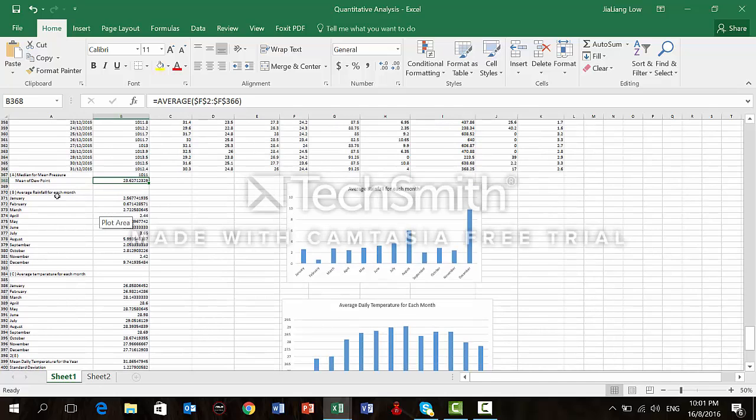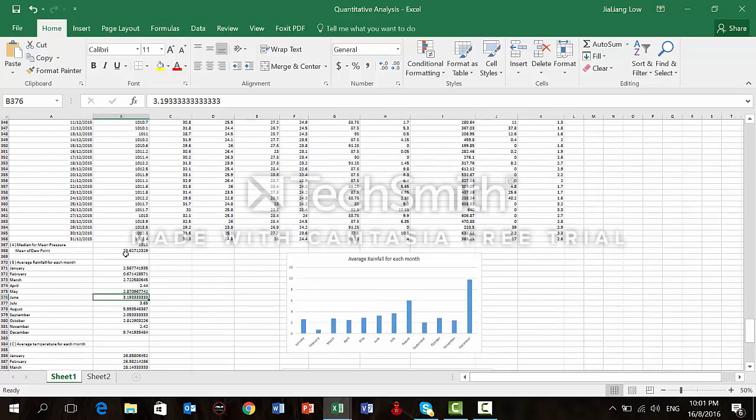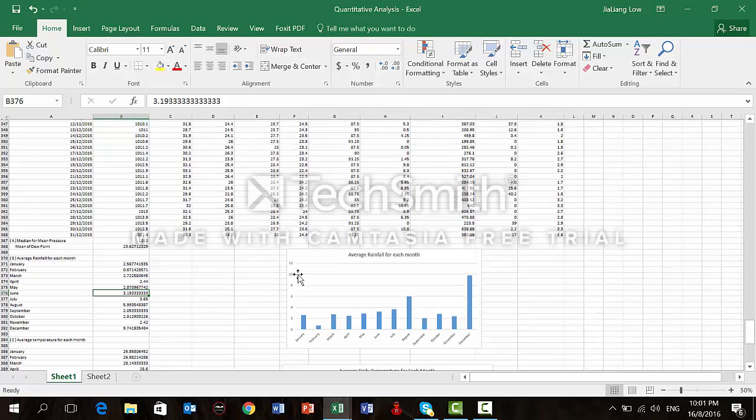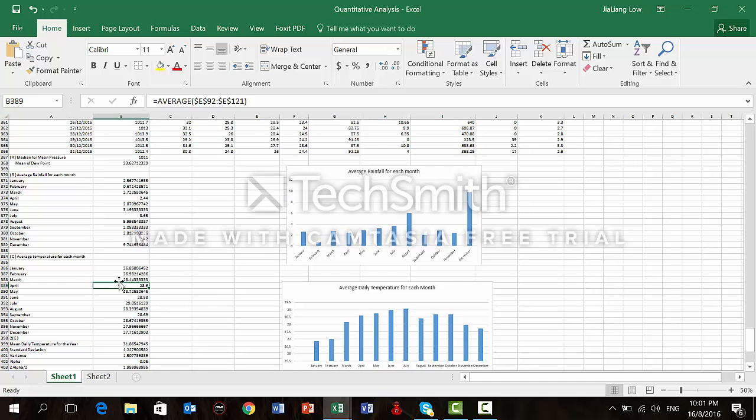And then next, the question asked us to plot a graph. So what I did is I list down everything over here, which is the average of each month, and then I plot a graph using the insert function in Excel. Same goes for part C as well.